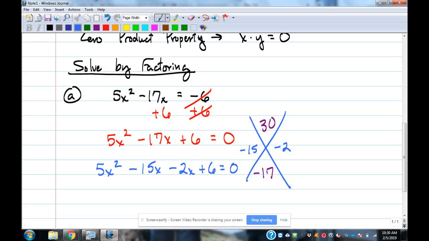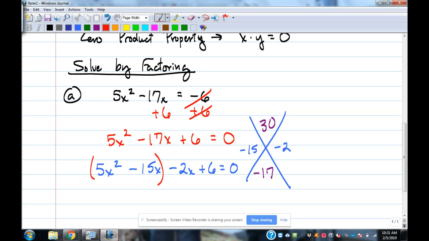Does it matter what order I put this stuff in the middle? No. Technically, no, but it makes sense, though, to put the 15 with the 5, right? And the 2 with the 6. It seems like that makes sense to go together. All right. Next thing to do is now we've created this problem that's got 4 terms because we split the middle one into 2 pieces. So we're going to group the first 2 together.